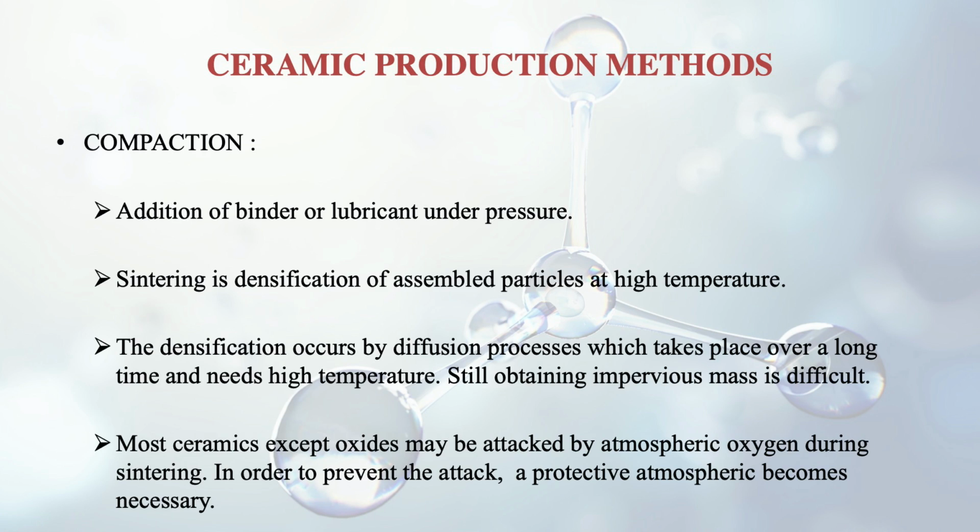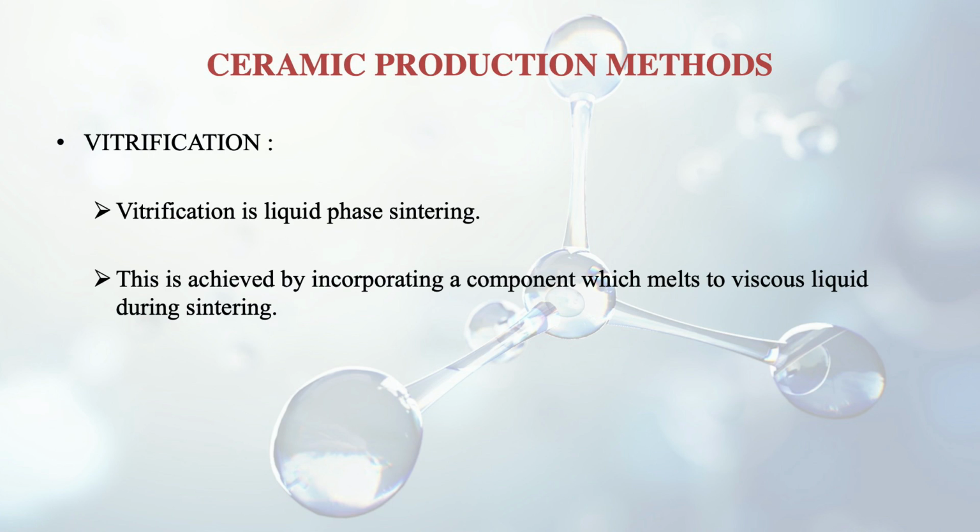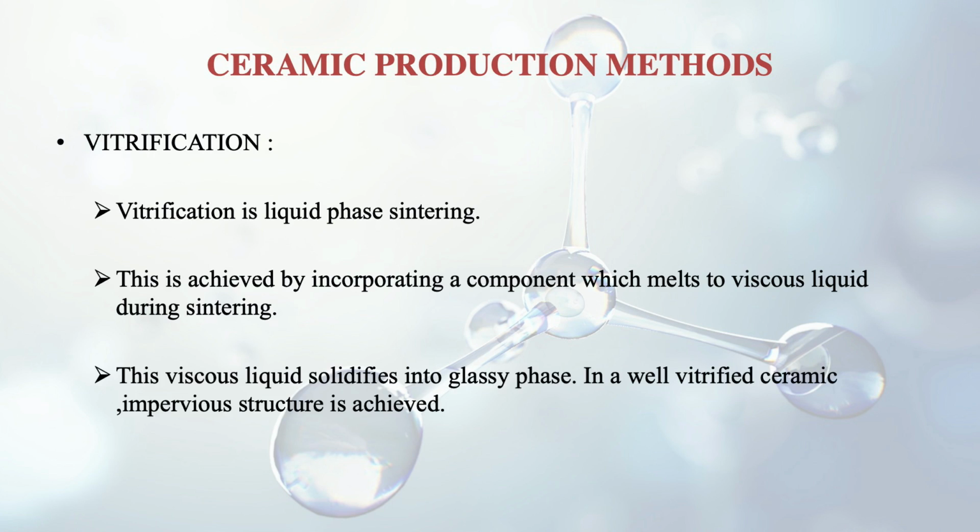Then the second process after compaction is that of vitrification. In vitrification, what is being done? Liquid phase sintering is taking place. In the earlier one, the first one, there was solid phase sintering. This is liquid phase sintering. This is achieved by incorporating a component which melts to a viscous liquid during sintering, and this viscous liquid solidifies into a glassy phase in a well vitrified ceramic, which is an impervious structure. So this is giving us a better result because it is giving us an impervious structure.